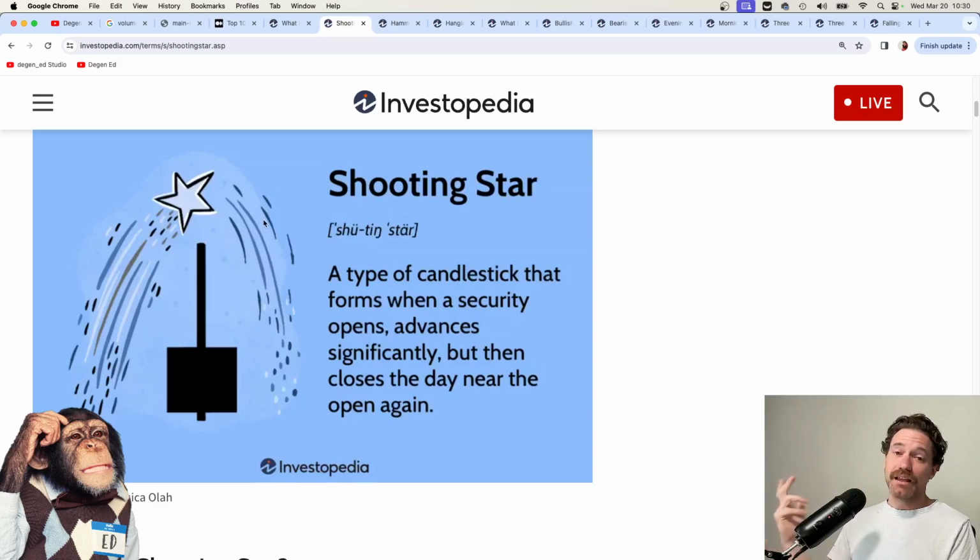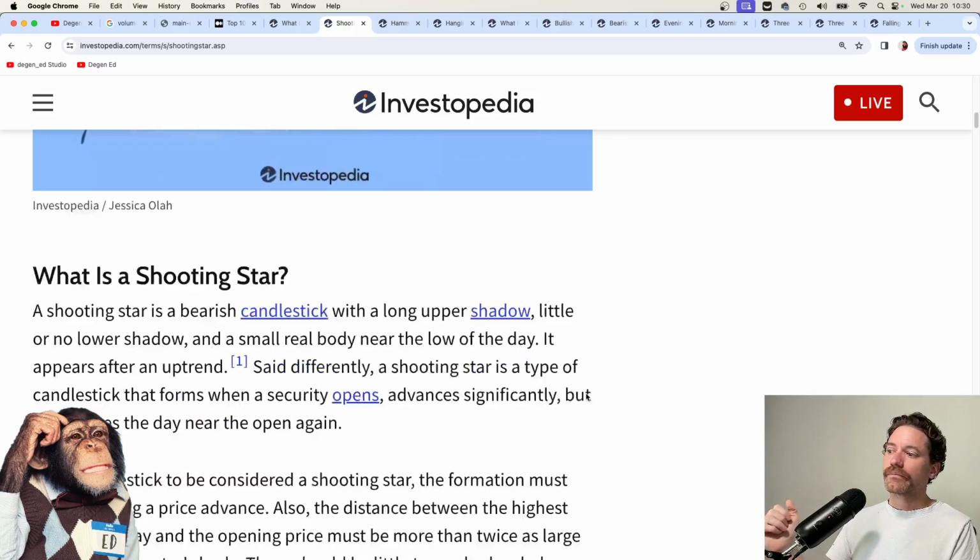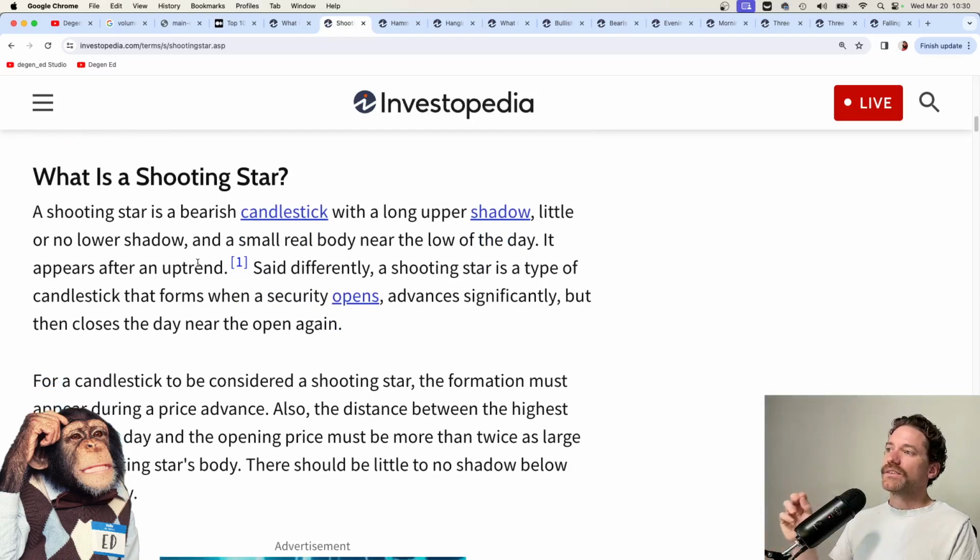As you see in this graphic, you have a star up here, but you have price moving up to that and then price moving down following it. And so this is a type of candlestick that forms when a security opens, advances significantly, but then closes the day near the open again. So whether this is a green or red candle, we do see that price is in the bottom half of that trading. And so continuing on, what is a shooting star?